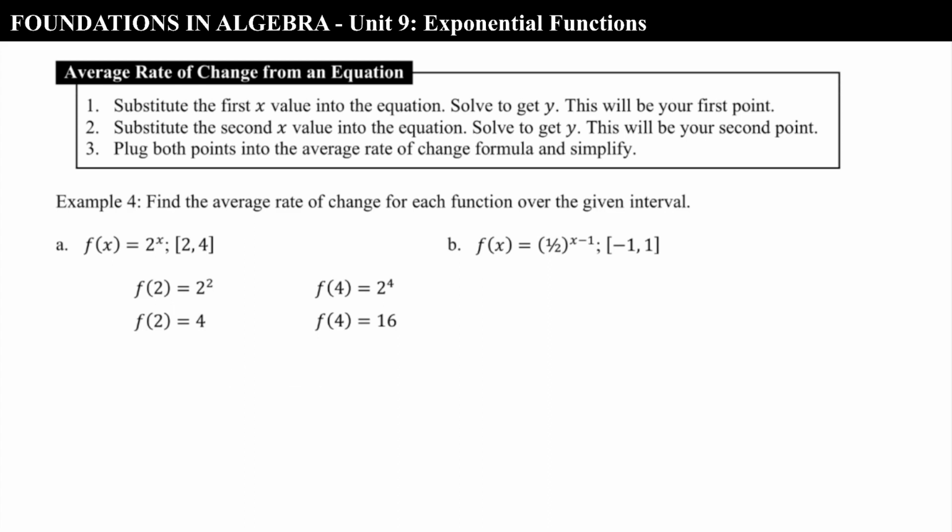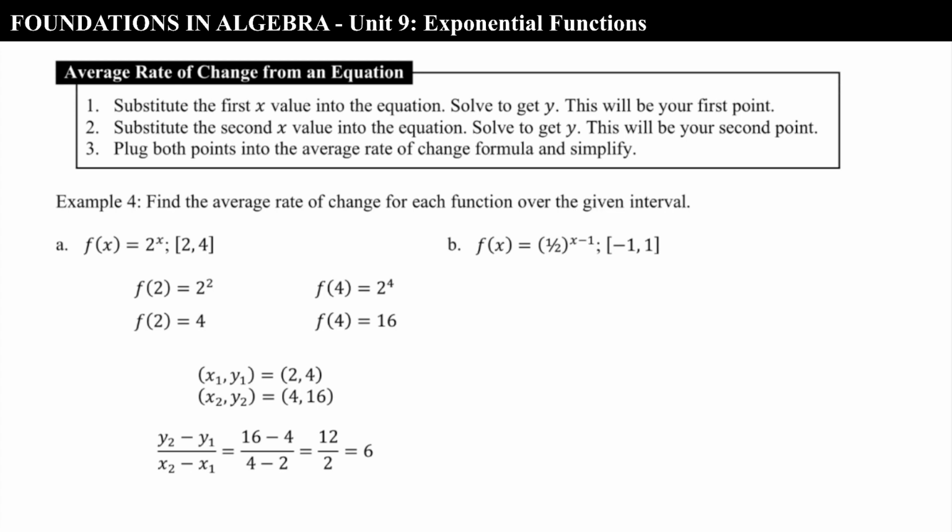So our first point is going to be (2, 4) from the first thing that we found. Our second point is going to be (4, 16). So that's our x1, y1, our x2, y2. We're going to plug it into our average rate of change formula, and then you just subtract the top, subtract the bottom, get 12 over 2, which gives you 6. And that's all there is to it, okay? Just a little bit of doing some basic math.